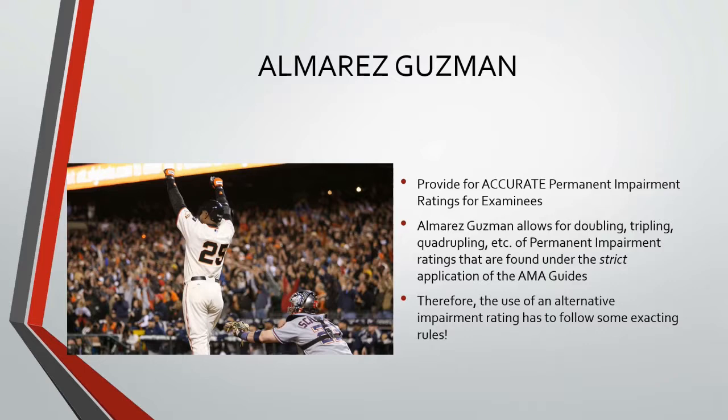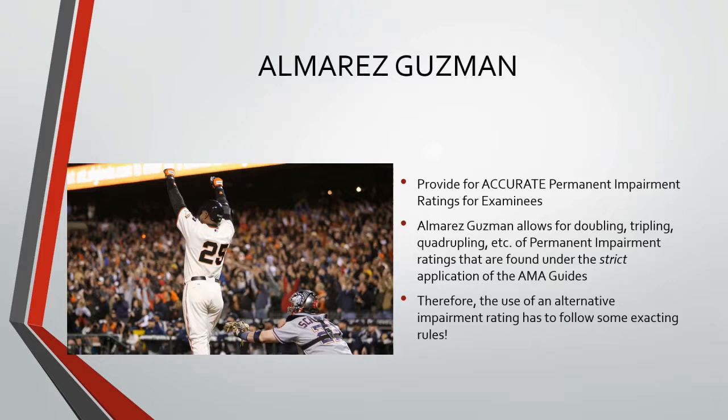But before I do that, it's important to remember that under Almarez and Guzman, many times the Almarez Guzman alternative impairment ratings allow for doubling, tripling, quadrupling, etc., the permanent impairment rating that's found under the schedule, under the strict application of the AMA guides. So this is going to catch the parties' attention when you attempt to double, triple, and quadruple the costs associated with compensating the examinee in the form of a permanent disability award.